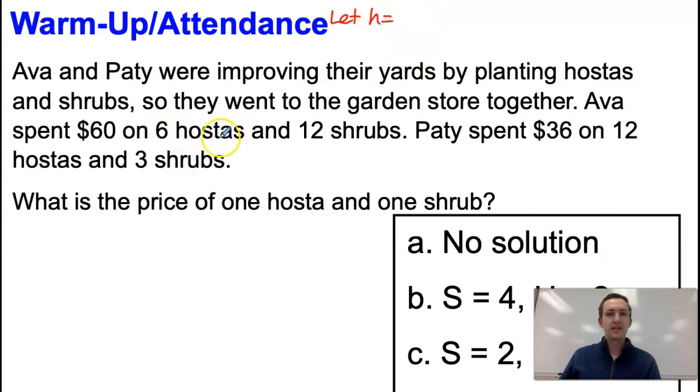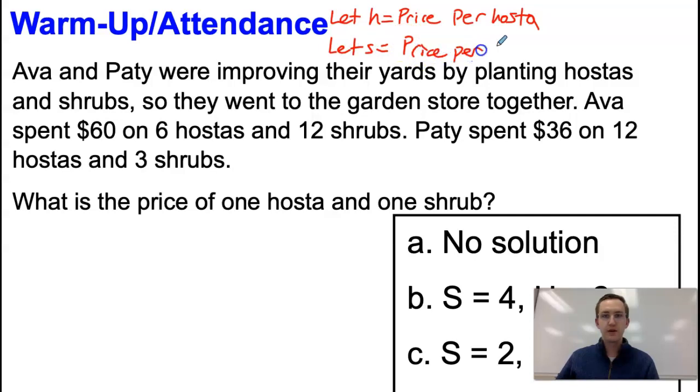Since we know how many hostas each one purchased, and we're talking about money, we're trying to figure out the price for 1 hosta and the price for 1 shrub, we're going to say that H is equal to the price per hosta, or how much one costs. We'll say the same thing for S, but we're going to let S equal the price per shrub.